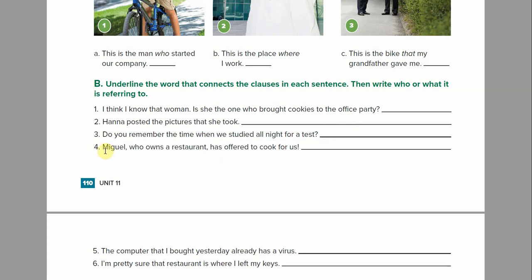Number 4, Miguel, who owns a restaurant, has offered to cook for us. All right, so you could take out this entire clause and the sentence would be okay. So Miguel has offered to cook for us is a correct and complete sentence. So this is the clause. The word that connects is who, and it is referring to Miguel. So write Miguel here. Miguel, who owns the restaurant, has offered to cook for us. So which Miguel? The one who owns the restaurant. Very good.